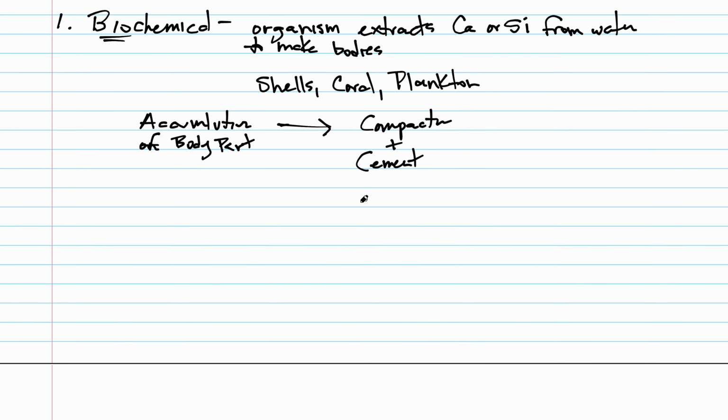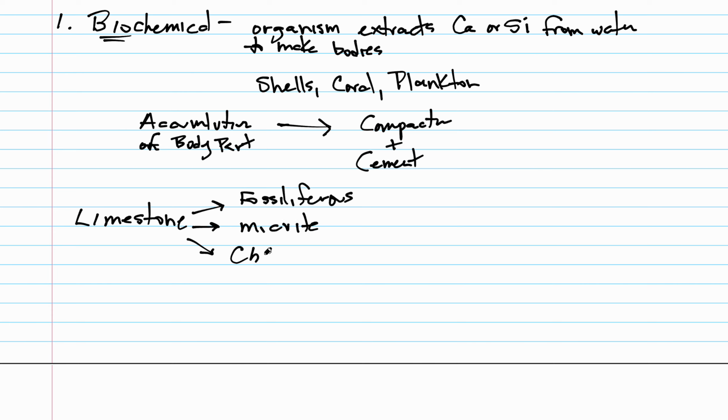Within this biochemical family, there's two types of rock I want you to know. The first is limestone. And within limestone, there's actually going to be three varieties: one, two, and three. It's going to be fossiliferous limestone. There's going to be micrite limestone. And then finally, there's going to be chalk, which is its own name. It doesn't have the word limestone at the end, where fossiliferous and micrite will. And all three of these are slightly different in their appearance.